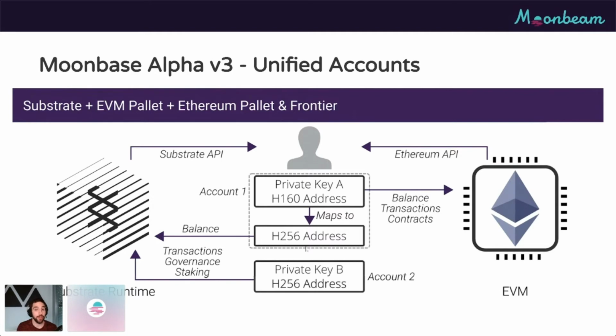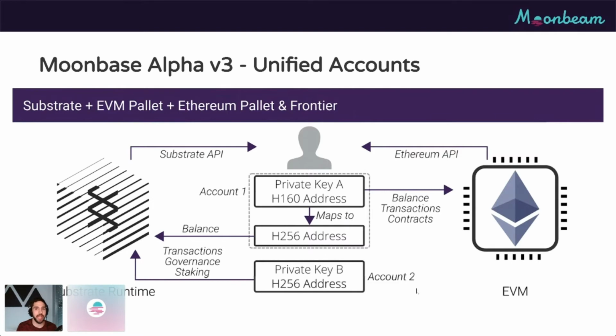Okay. So in order to do that, that person would need another private key that is related to an H256 address to sign transactions that interact with the Substrate side of things, right? What kind of transactions are we talking about? We're talking about governance, about staking. So this is a little bit complicated because one person needs to have at least 2 accounts to interact with the different sides of the blockchain. This means that if you want to stake, you want to have the balance in account 2 in this example. But if you want to interact with the EVM, you have to have the balance in account 1. So it's a little bit confusing, right?